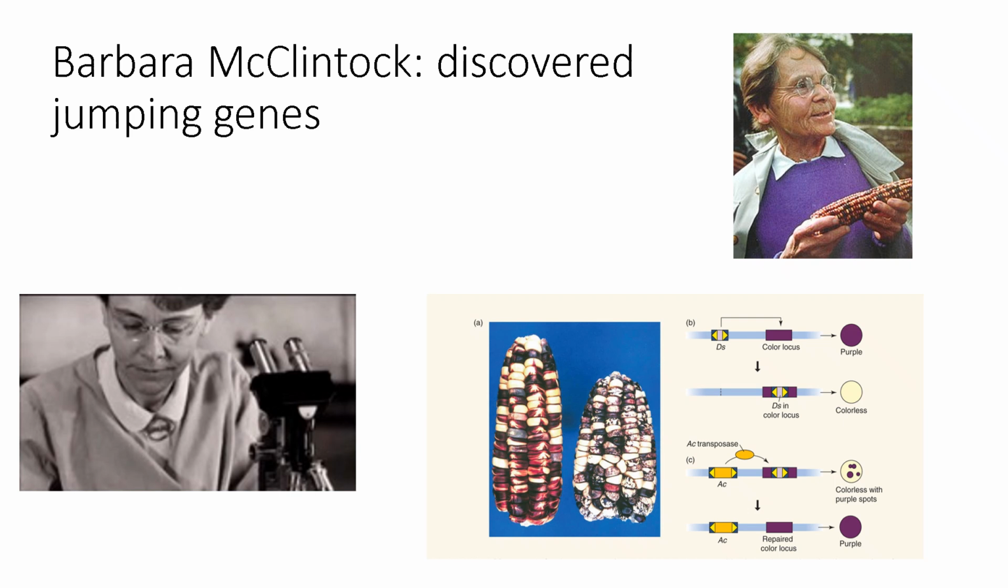A historical note: Barbara McClintock discovered transposable elements in maize during the mid-20th century. Her pioneering work on genetic mobility earned her the Nobel Prize in Physiology or Medicine in 1983, and she remains a central figure in molecular genetics.